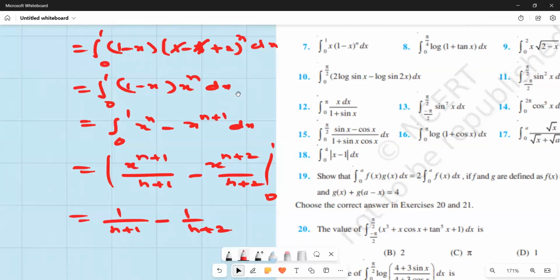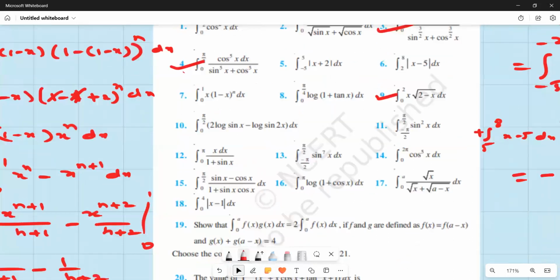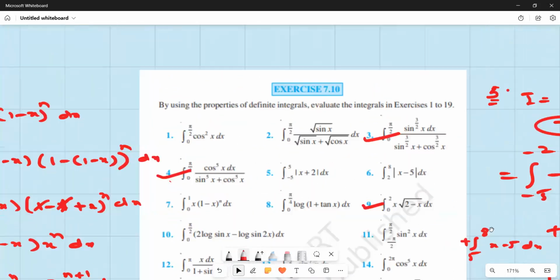Now, next one, you can use this property in question number 9. Try this one. Question number 9, you will use this property. Clear? Next, come to question number 8. Question 9, you will try by yourself.